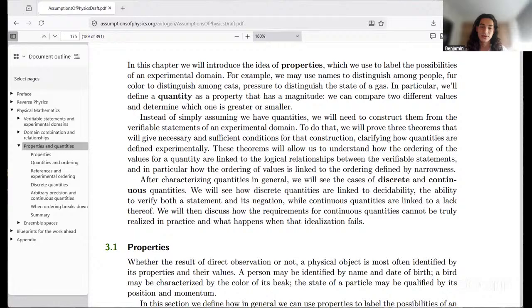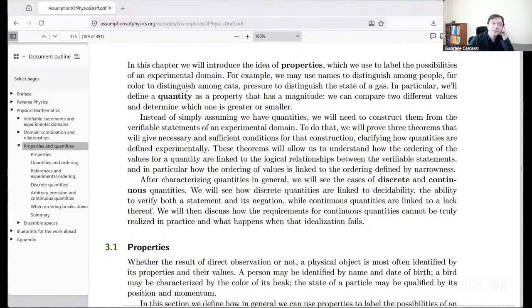We will see how discrete quantities are linked to decidability, the ability to verify both the statement and its negation, while continuous quantities are linked to a lack thereof. We will then discuss how the requirements for continuous quantities cannot be truly realized in practice and what happens when that idealization fails.